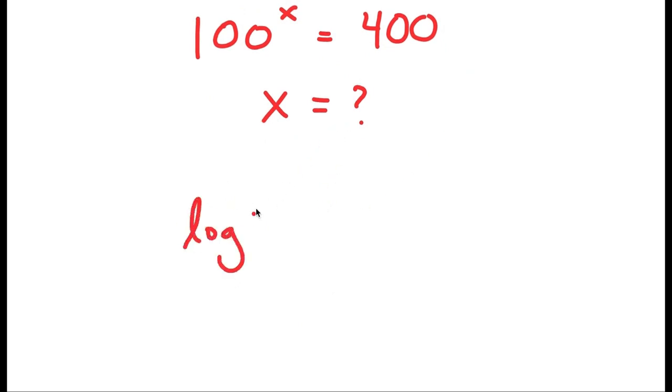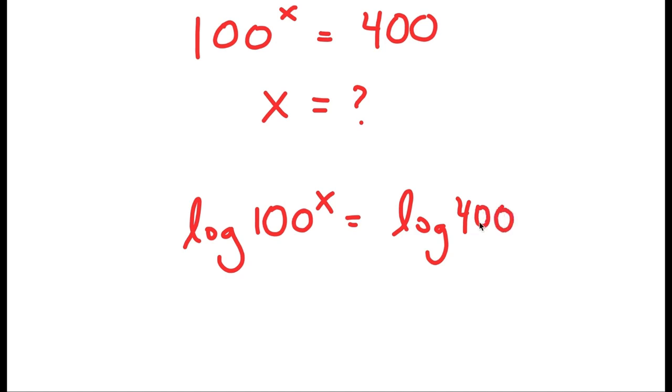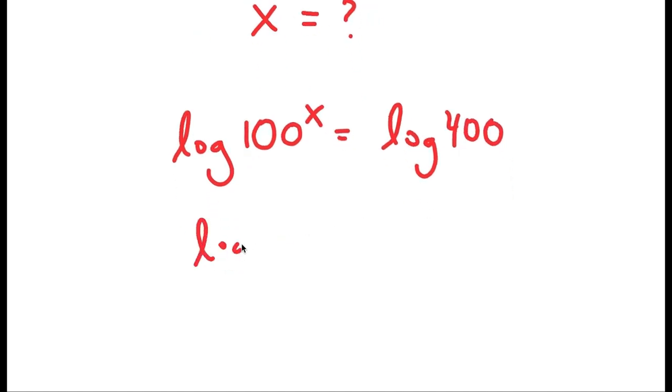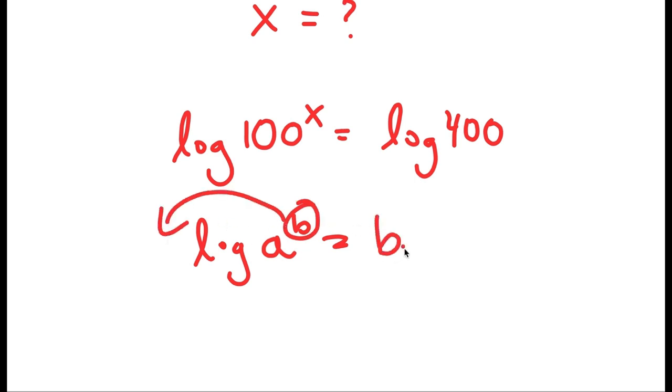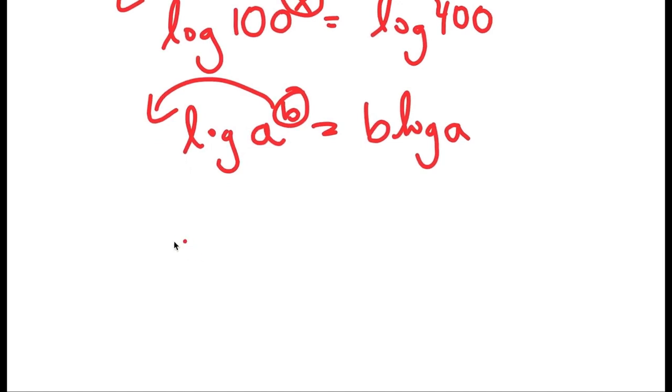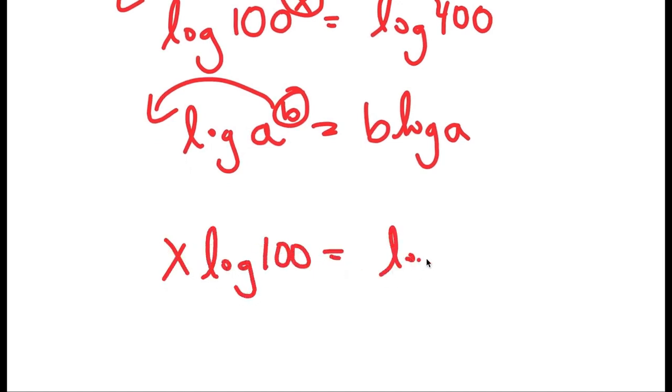So I'm going to first start by taking the log on both sides. So I get log 100 to the power of x is equal to log 400. And if I have something in the form log a to the power of b, I move this exponent b to the front, so I get b times log a. In this case, I have log 100 to the power of x. I can move x to the front, so I get x times log 100 is equal to log 400.